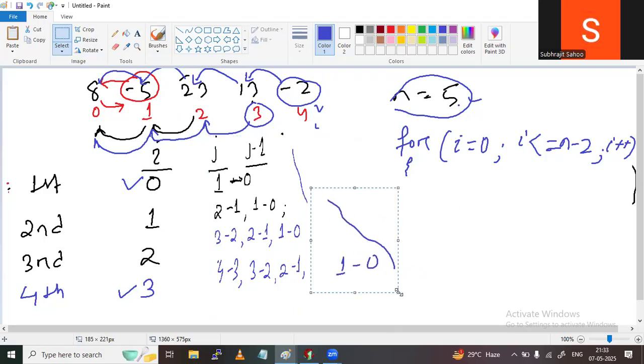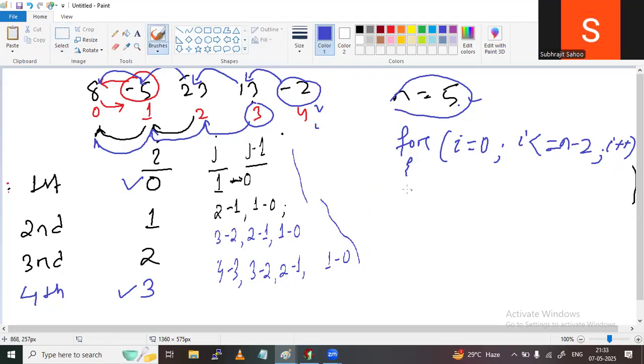Okay. Now for loop, first for loop over. Second for loop right here. Observe j. When i value is 0, j starting value is 1. When i value is 1, j starting value is 2. When i value is 2, j starting value is 3. When i value is 3, j starting value is 4. That means we will compare i value and j value.